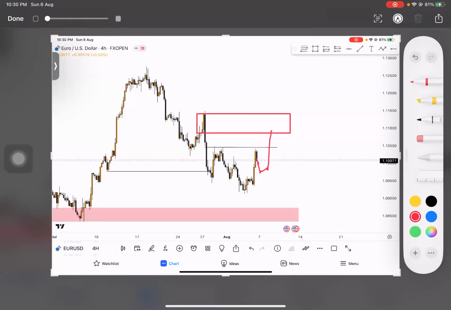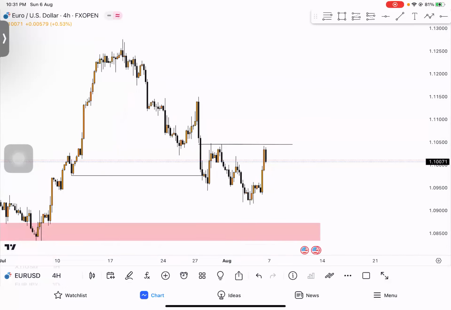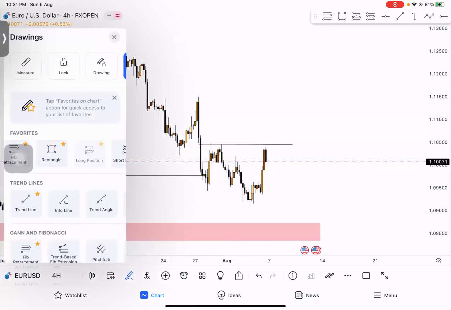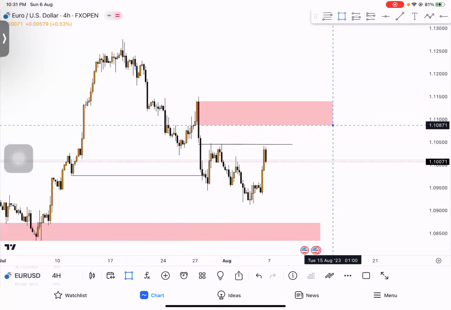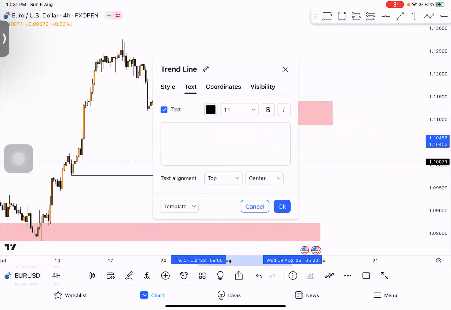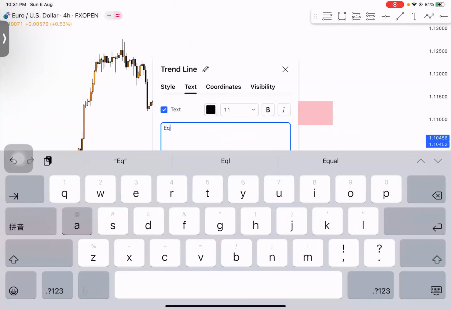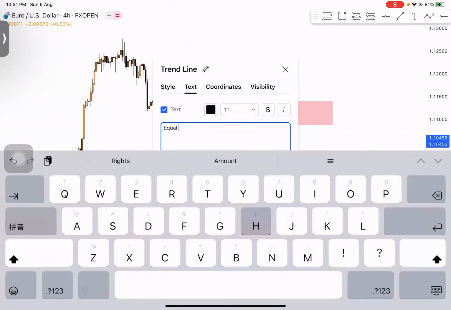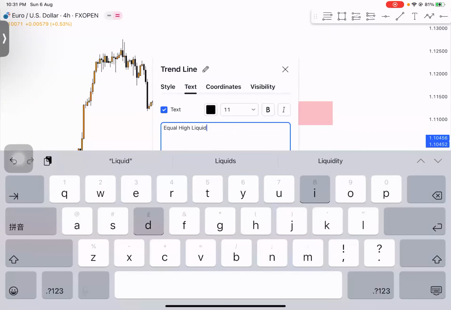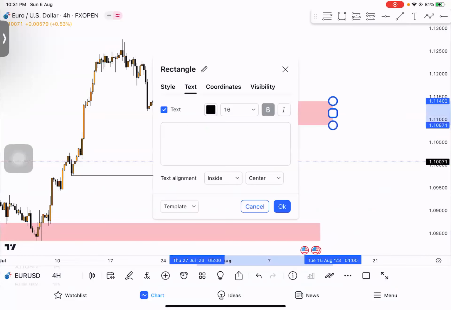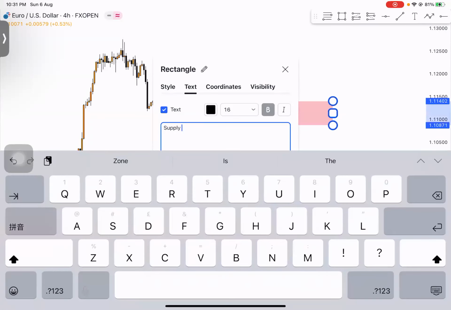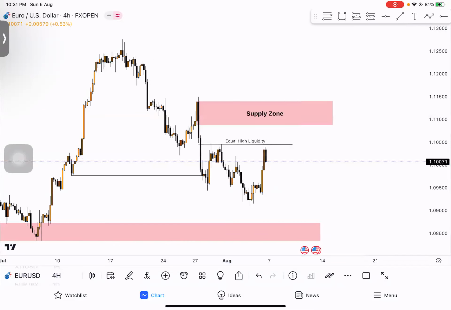This area is the real place we are looking for to sell if we are smart money concept traders. This will be our equal high liquidities, and this will be our supply zone. Is that clear?